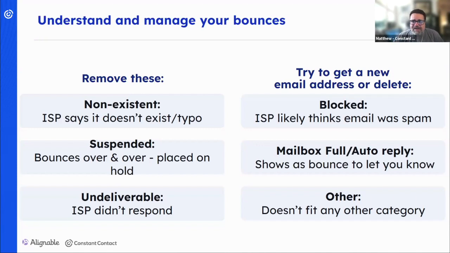The last category that Constant Contact identifies is other. That means the bounce came back so weird, so cryptic, we don't know what that means. In that case, you probably want to delete those too. Now, I keep saying delete these. Why should you care about this? Why is this a metric to care about? Because it impacts your deliverability.